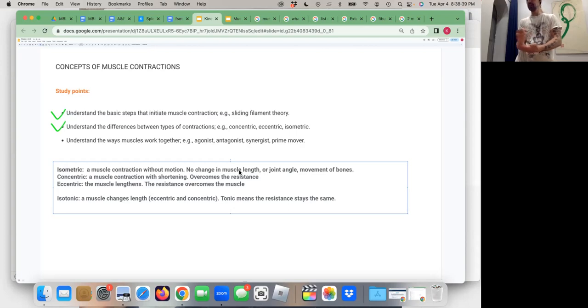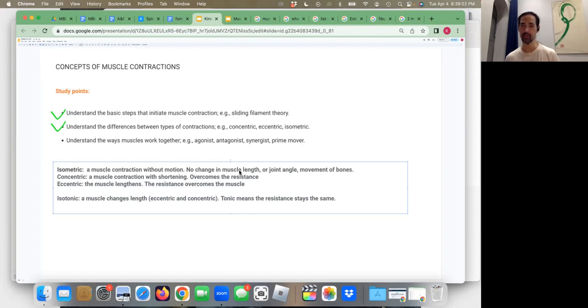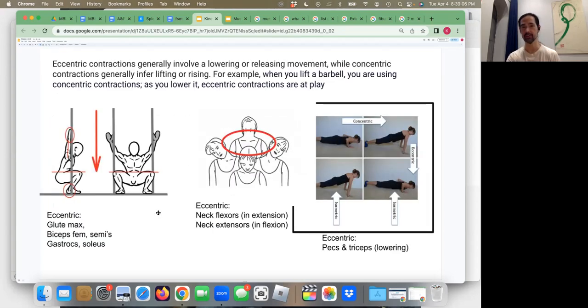And the joint is not moving. There's no movement in the joint. The bones are not moving around. So that's a very good way to activate the muscle in someone who has an acute injury, because you don't have to change the angle of the joint and the muscle doesn't have to shorten and lengthen. So it reduces the chance that the muscle or the joint, or structures around it, will be irritated. That's why isometrics are really important for massage therapists and all therapists.